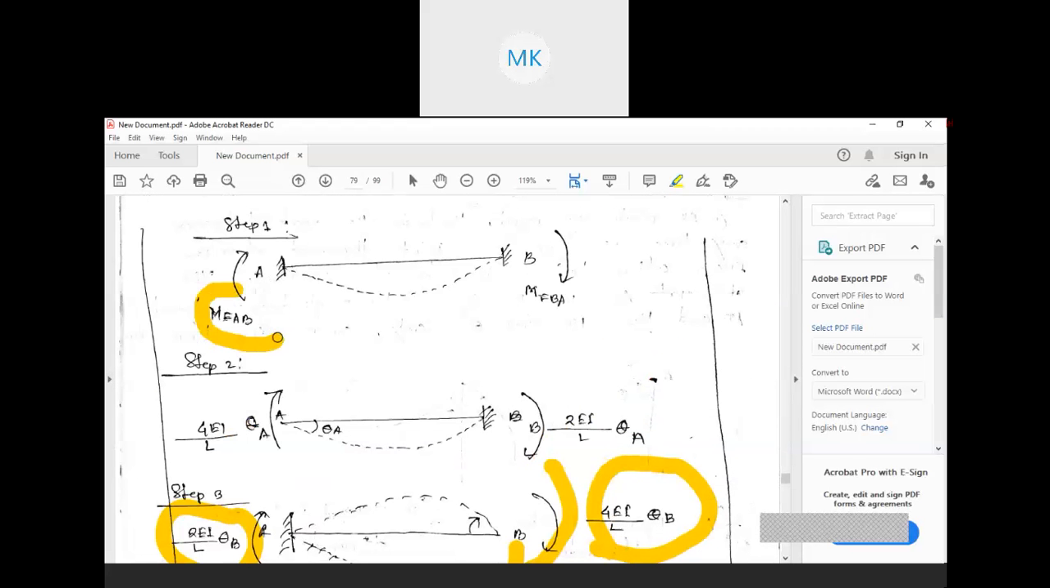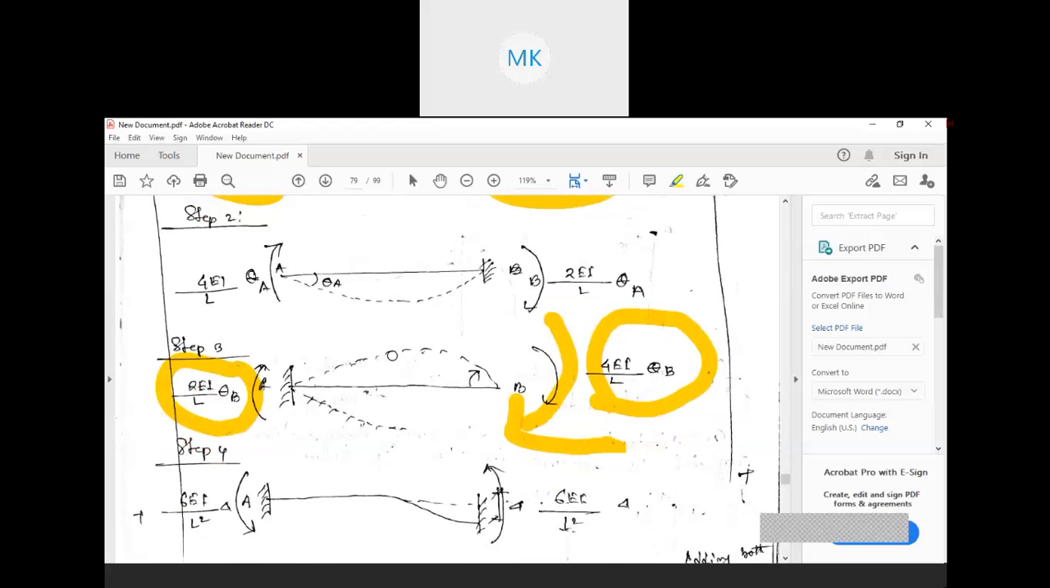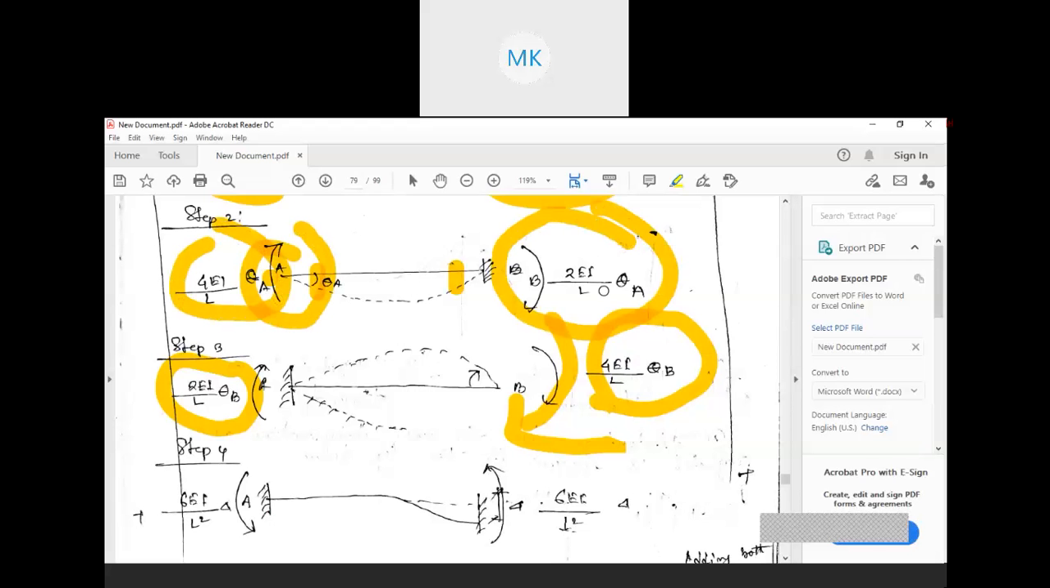this is our fixed end moment MFAB and MFBA. If we allow a deformation theta A at this point, then you see in both equations theta A will come: 4EI by L into theta A and 2EI by L into theta A. When we allow deformation at this point, it is 4EI by L into theta B, and half of this is 2EI by L into theta B. We need to consider the other point to balance the beam.